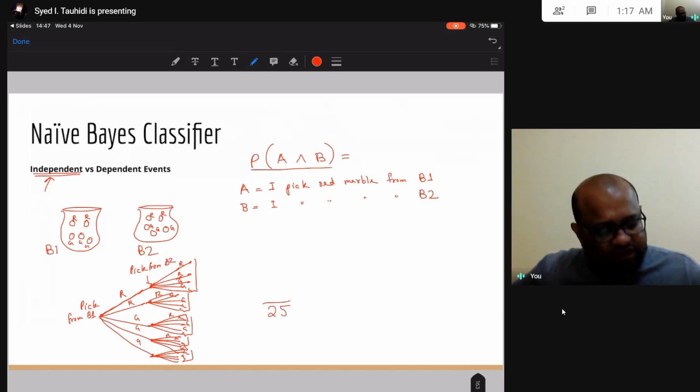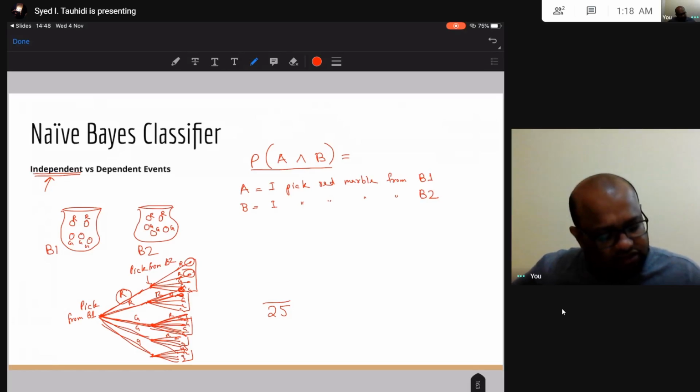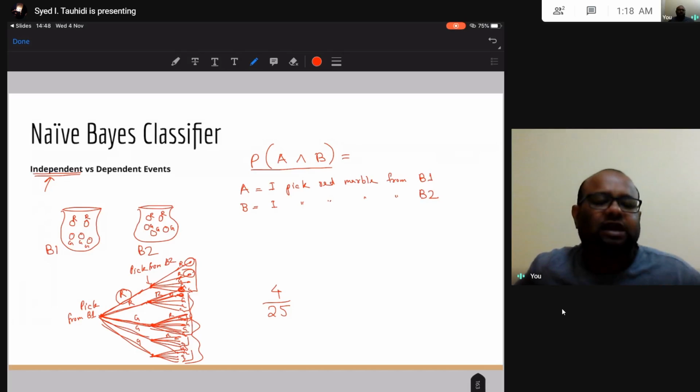Okay, out of these 25, this corresponds to picking a red from bag 1 and a red from bag 2. This corresponds to red from bag 1 and red from bag 2, red from bag 1 and red from bag 2. Everything else corresponds to picking green from bag 1. It does not really matter what I pick from bag 2, right? Because I have picked a green from bag 1. So these are not events of my interest. I have 4 events of my interest. Out of all these 25 events, 4 are of my interest. That is, I pick a red from bag 1 and I pick a red from bag 2.